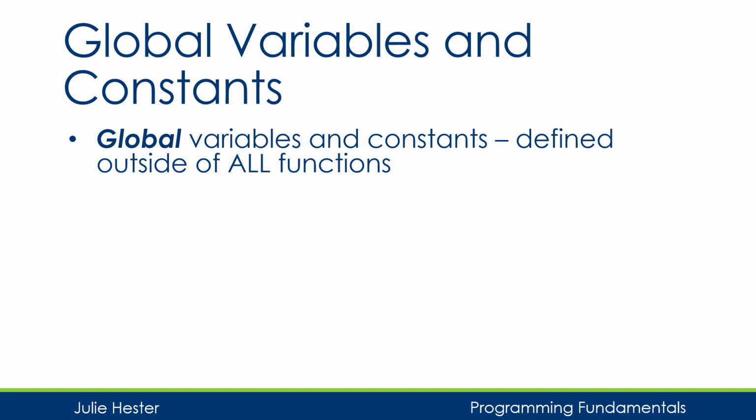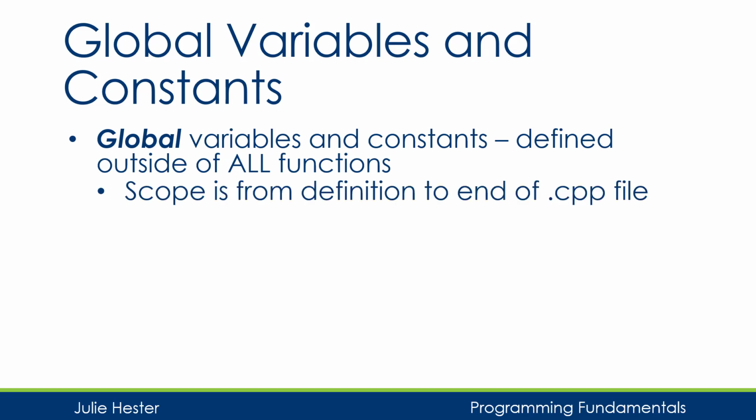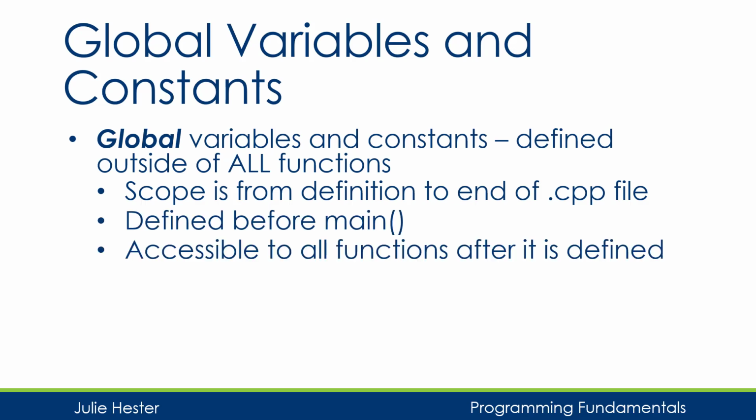And finally, I want to talk about the idea of global variables and constants. So global is the opposite of local. Global means it's accessible to everything. And when we create a global variable or constant, it's going to be defined outside of all functions. It will not be in a code block. And its scope is going to be from wherever it's defined to the end of the CPP file. It's often defined before main, and it's going to be accessible to all of the functions in that file that are defined after the global variable or constant.